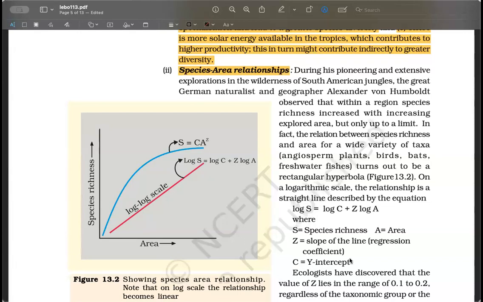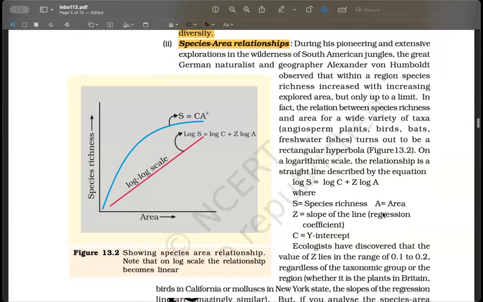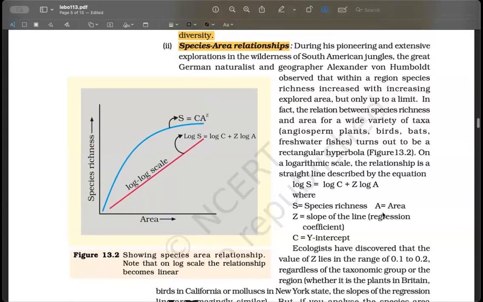So that's what they did. Yes, Iram, I have a question. This definition states that as the area increases, the species richness will increase up to a limit, but after that it just stops, right? But how is that possible? If I give you an example of a tropical rainforest, as we go further ahead, it just keeps on increasing, right? How can it just stop?